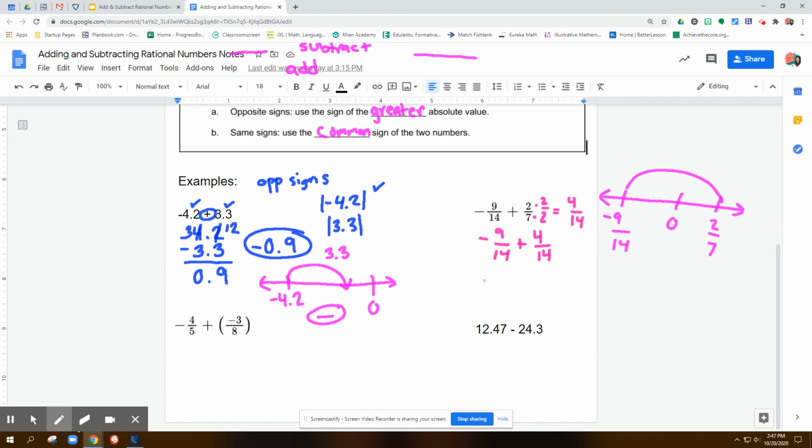But for those of you that continue to want to follow the steps, we know that if we have opposite signs that we're adding together, we're really going to subtract the absolute values. Well, the absolute value of negative 9/14 is 9/14. The absolute value of 4/14 is 4/14. So we would subtract those absolute values, and you're still going to get 5/14. And it will be negative because the greatest absolute value, or the furthest distance from 0, is the 9/14. So our answer is going to be negative 5/14.